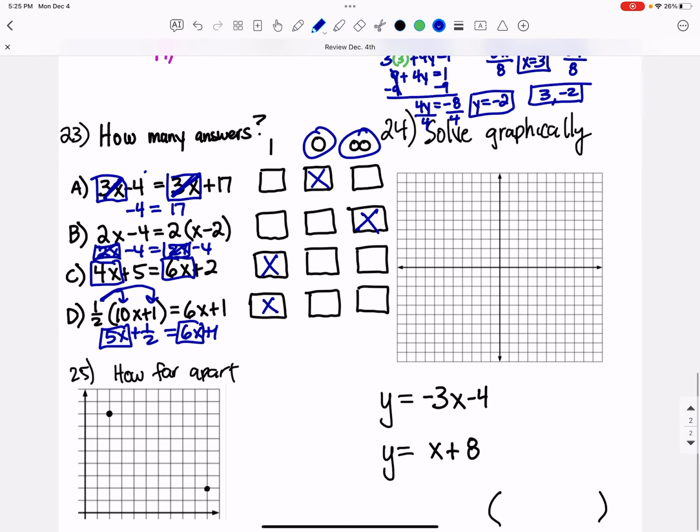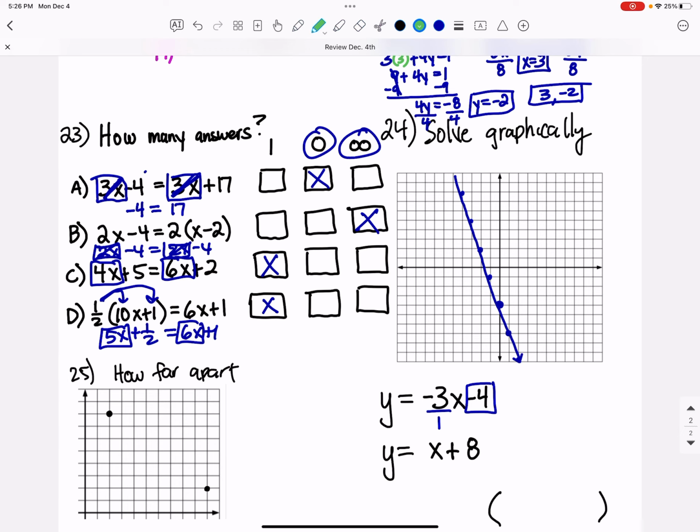All right, number 24, let's solve this graphically. We're going to start at negative 4, boom, and we're going to go down 3 over 1. It has to go down and to the right using my right arm. It goes down. So using my left arm, it's going to go up. So I don't use my left arm. So this is a negative slope because it's going down and to the right.